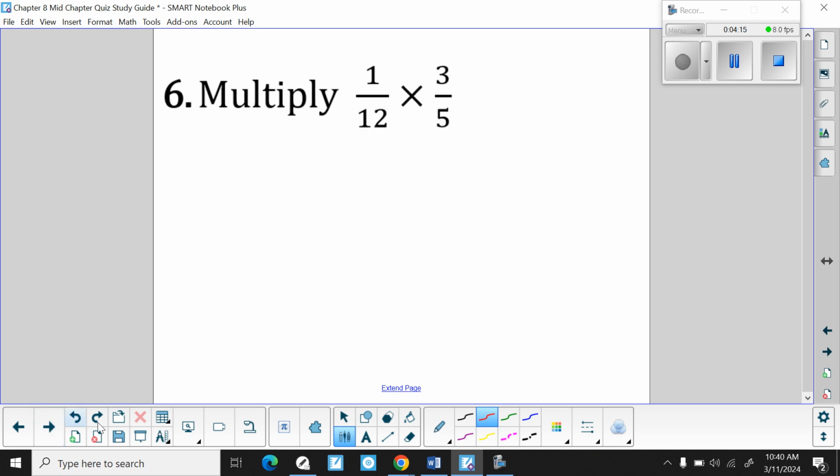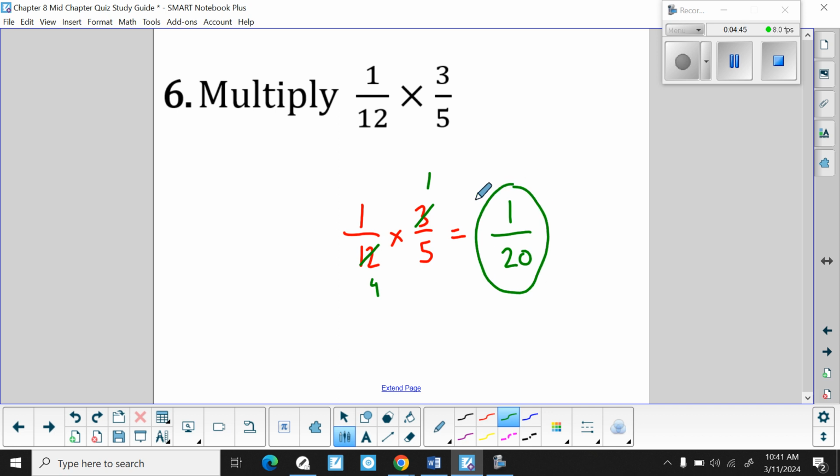Number 6. 1/12 times 3/5. Well, 1 over 12 times 3 over 5. Well, let's see. 12 and 3 have a common factor. 3 goes into itself 1 time. 3 goes into 12 4 times. When I multiply across, I get 1 times 1 is 1. 4 times 5 is 20. The answer is 1/20. The next one.